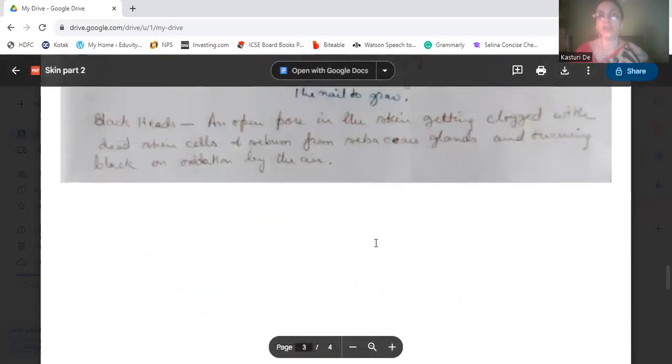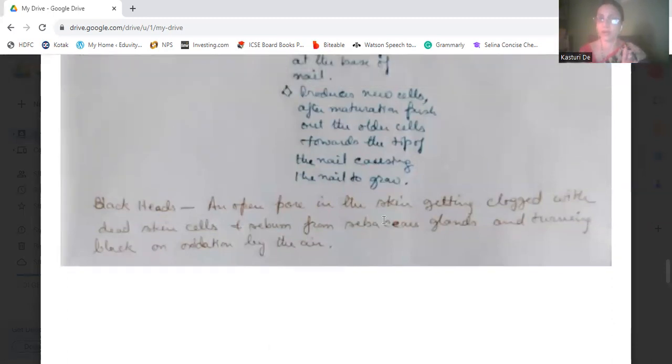Now, one more thing is there that we have heard about: blackheads. Many of us have blackheads on our face, especially on the nose or the upper portion of the lip, below the nose. So, what are these blackheads? These are open pores in the skin which get clogged with dead skin cells and sebum from the sebaceous glands. The clogged pores turn black due to oxidation by the air.